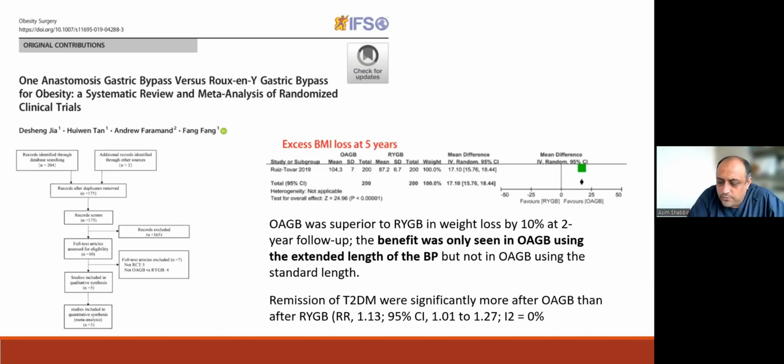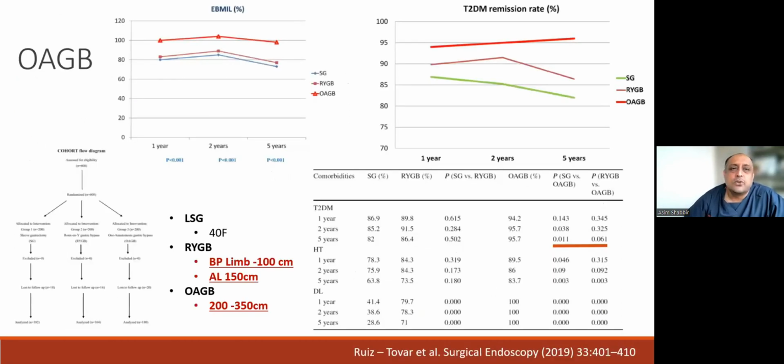However, do remember that these benefits of OAGB were with extended limb length of the BP limb, which is about 200 centimeters and above, and not with the conventional 150 and above. So here's the data about the 150 BP limb and the RYGB, and the OAGB being 200 to 340 limbs.